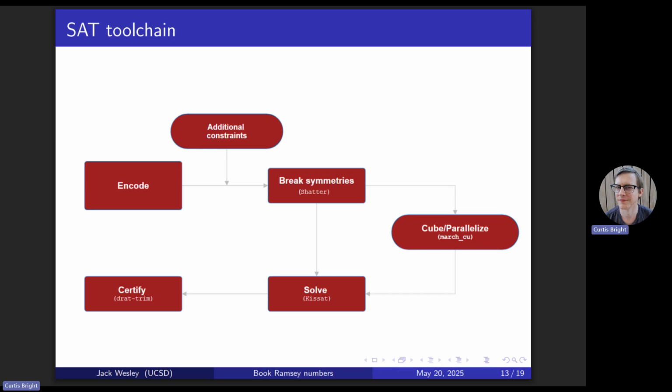And then I won't talk too much about the details of the rest of it, but there are other techniques. One thing is called cube and conquer, which can enable all of this to be parallelized. And then you feed this all to a solver, CaDiCaL, for example, and then at the end, you want to certify that everything was done correctly. Again, I don't have time to talk about those details, but happy to chat.